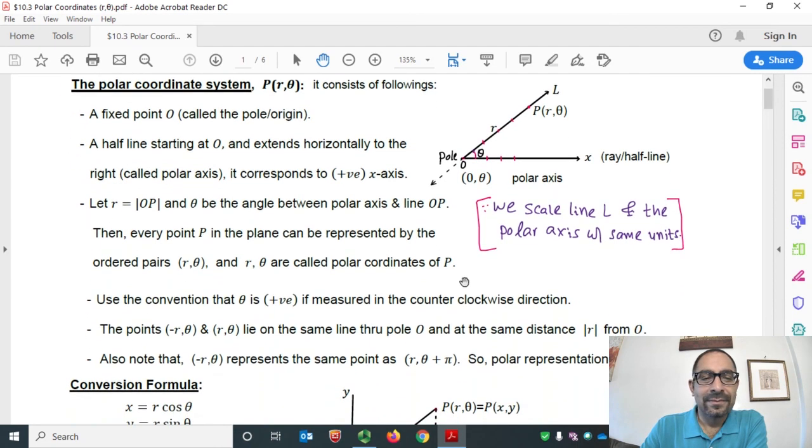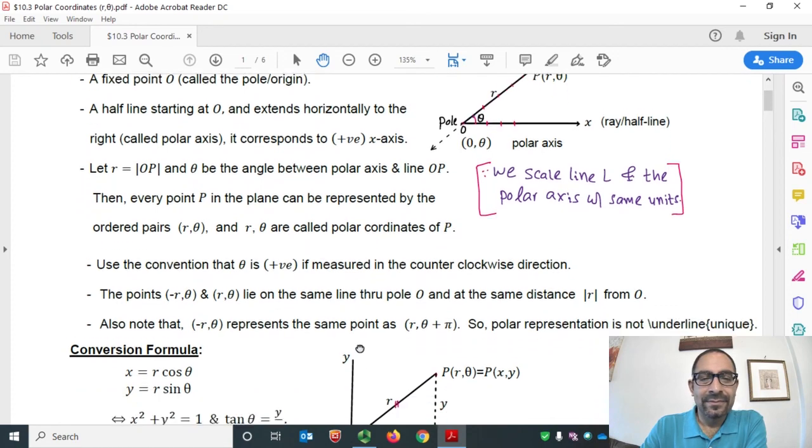Let me move on. We use the convention that theta is positive if measured in the counterclockwise direction. So this way is positive theta. The points (-r, theta) and (r, theta) lie on the same line through the pole and at the same distance r from the origin. So that means the point (r, theta) is here, (-r, theta) is in this direction, somewhere here on this line, and they are the same distance apart. The distance is r.